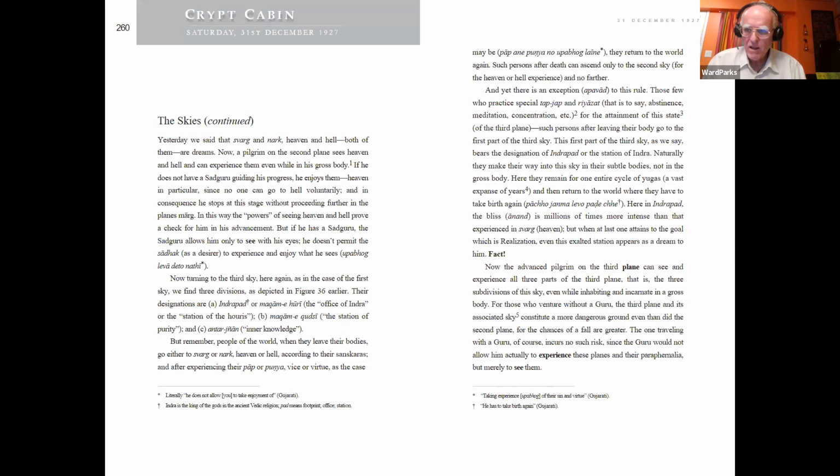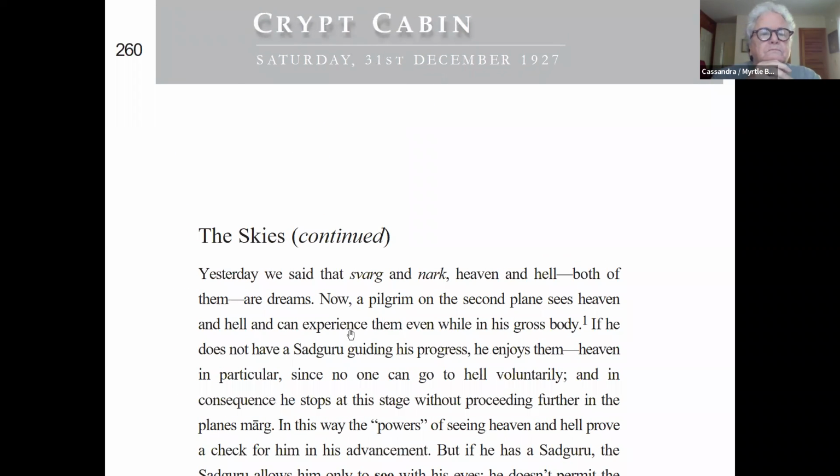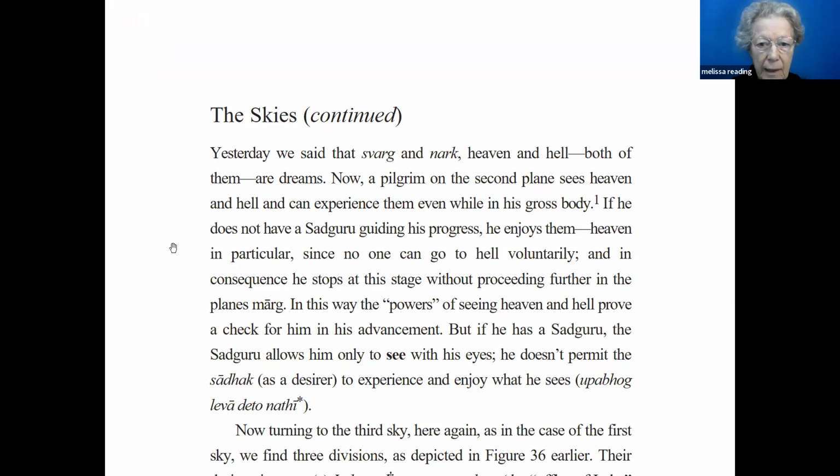Okay. So we're going to have Melissa read, and we're on a new one. The skies. Yesterday, we said that Svarg and Nark, heaven and hell, both of them are dreams. Now, a pilgrim on the second plane sees heaven and hell and can experience them even while in his gross body. If he does not have a Sadguru guiding his progress, he enjoys them, heaven in particular, since no one can go to hell voluntarily, and in consequence he stops at this state without proceeding further in the planes, marg.